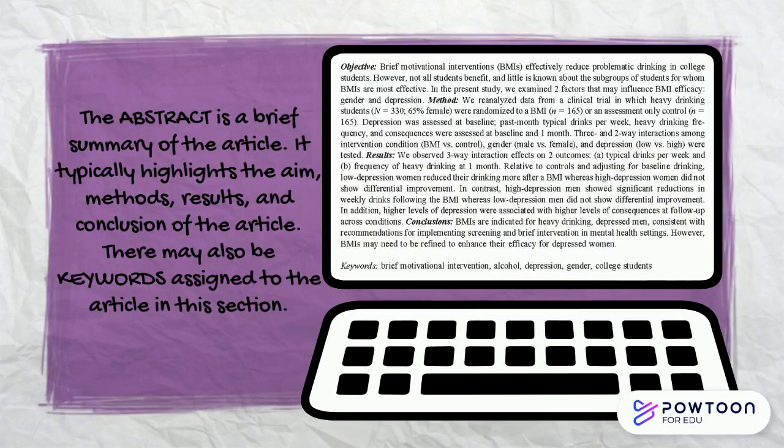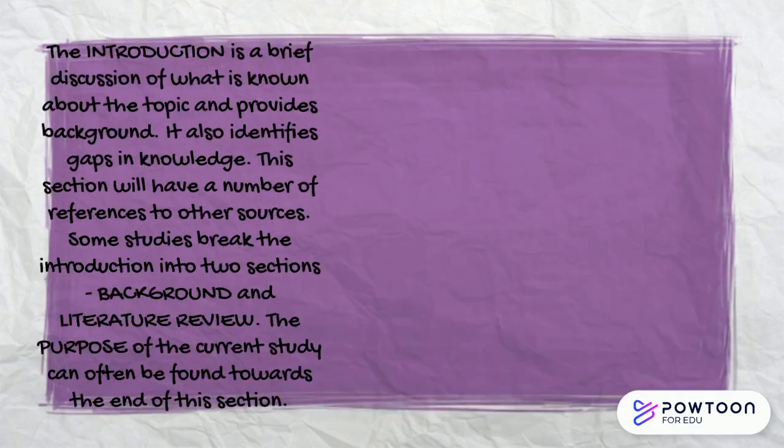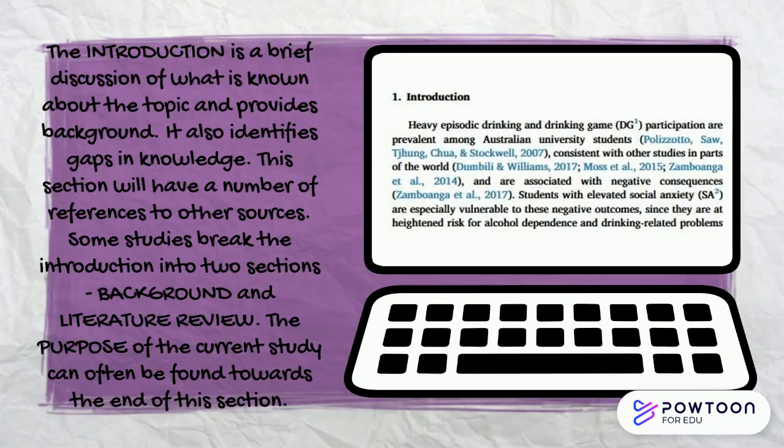The abstract is a brief summary of the article. It typically highlights the aim, methods, results, and conclusion of the article. There may also be keywords assigned to the article in this section. The introduction is a brief discussion of what is known about the topic and provides background. It also identifies gaps in knowledge.